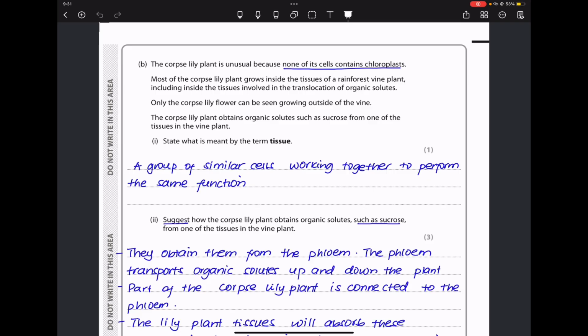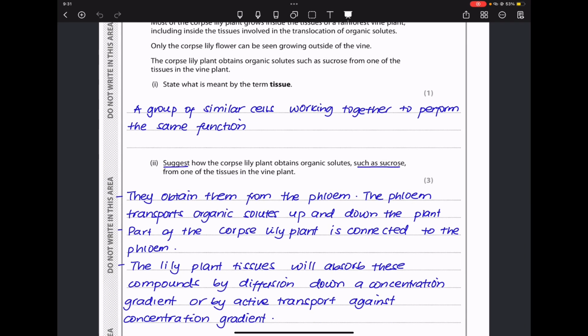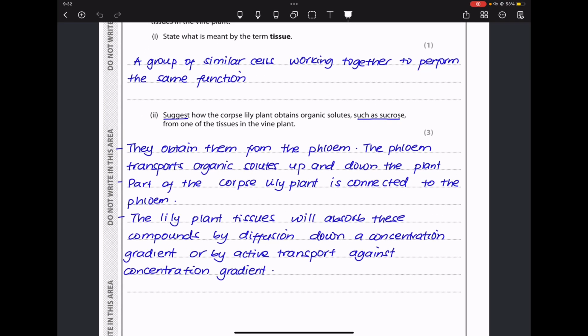State what is meant by the term tissue. A tissue is a group of similar cells working together to perform the same function, or you could say to perform a particular function. Next, they say suggest how the corpse lily plant obtains organic solids such as sucrose from one of the tissues in the vine plant.